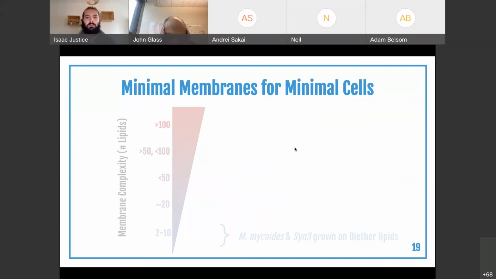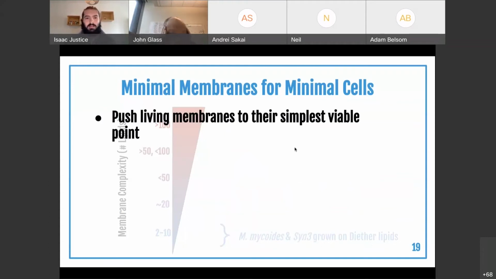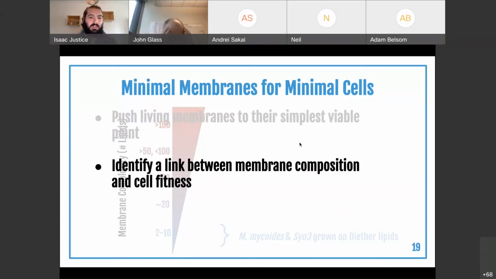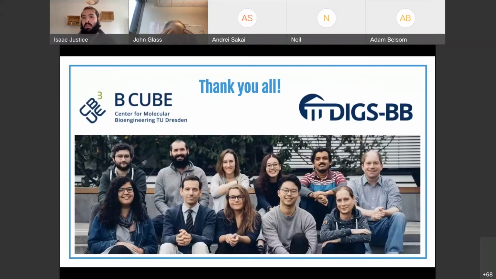So I'm just going to leave you with the 2 points that are driving my research. First, pushing living membranes to their simplest viable point, to the point where they start to break down, and using that to identify a link between membrane composition and the fitness of the cell. Thank you for listening, and now I'm going to turn it over to Natasha, who will speak to this in more detail.